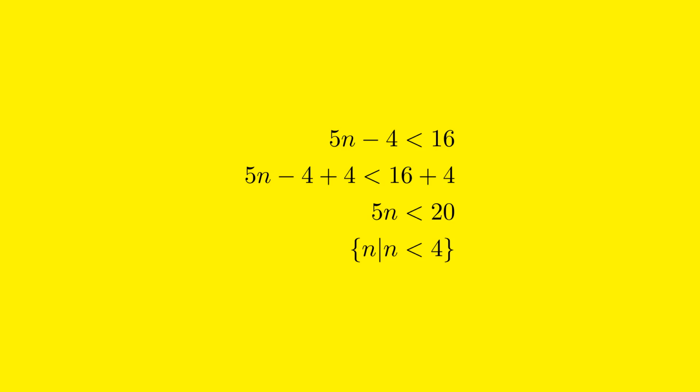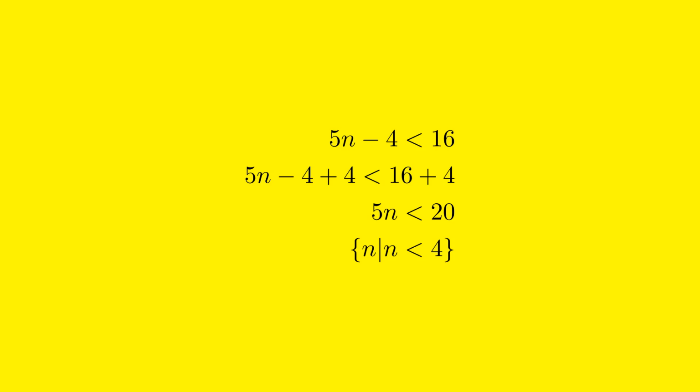The left side of the inequality, 5n-4, becomes 5n because -4 plus 4 equals 0. The right side of the inequality, 16, becomes 20 because 16 plus 4 equals 20. So now our inequality is 5n is less than 20. It is important to note that by adding or subtracting the same number from both sides of the inequality, the direction of the inequality sign does not change. Therefore, our inequality has been altered from 5n-4 is less than 16 to 5n is less than 20.